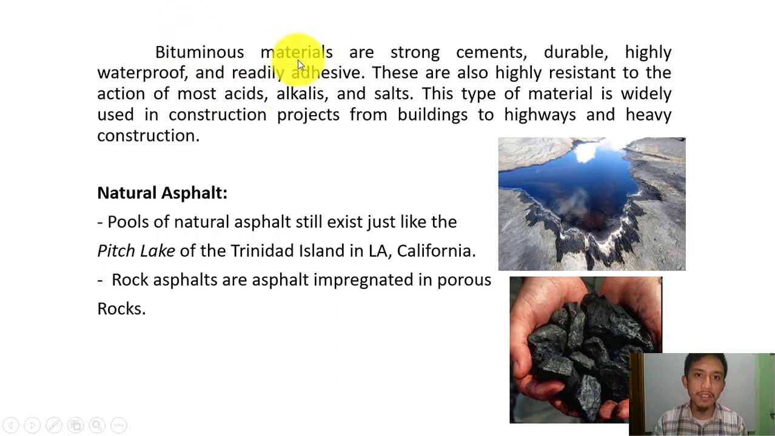Bituminous materials are strong cements, durable, highly waterproof, and readily adhesive. When you say readily adhesive, it is an original characteristic of that type of material. These are also highly resistant to the action of most acids, alkalis, and salts. So the interaction of this type of material is not that high, unlike the Portland cement, which is not that resistant to these types of chemicals.